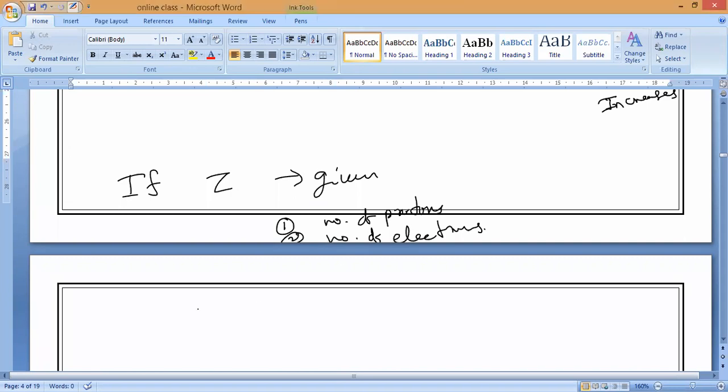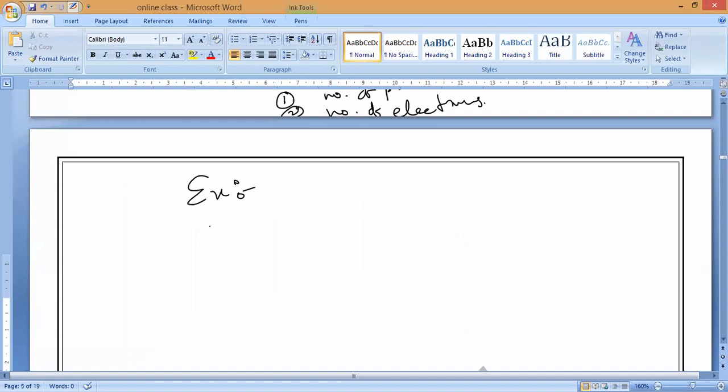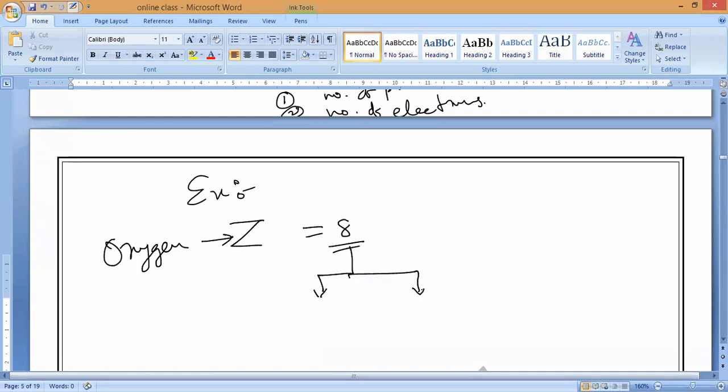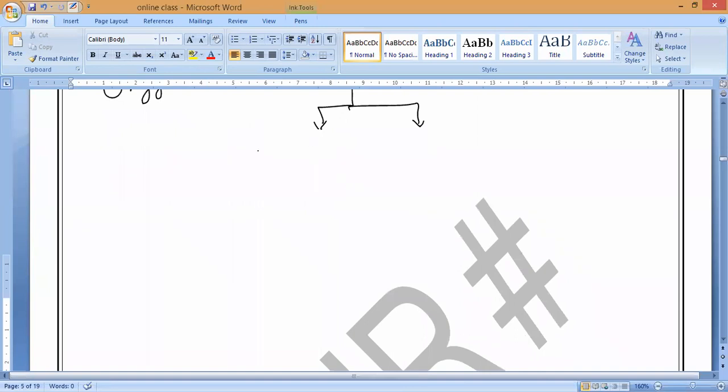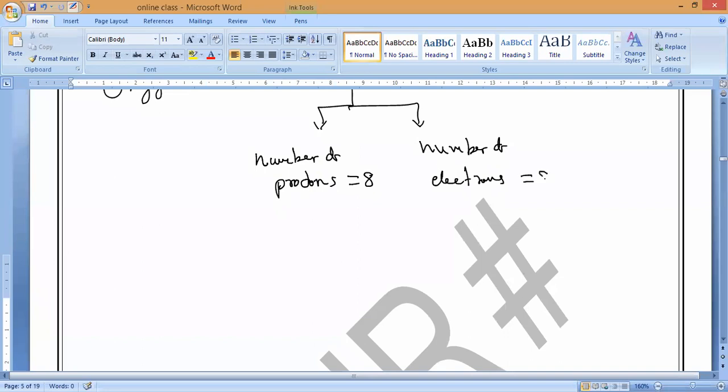Example. The atomic number of oxygen is 8. So, in the sense of what, guys? We can come to know two things from this. One is the number of protons. Understanding? So the number of protons is equal to 8, and the number of electrons is also equal to 8.